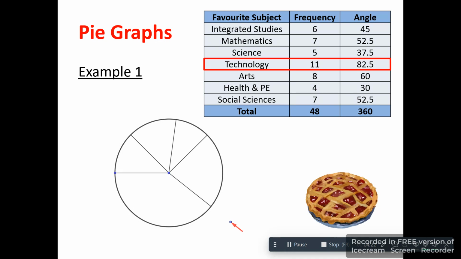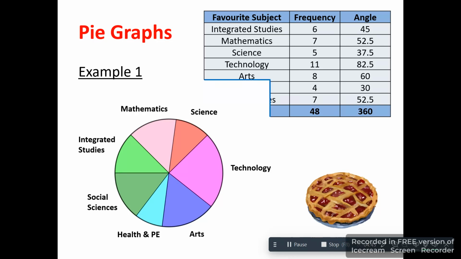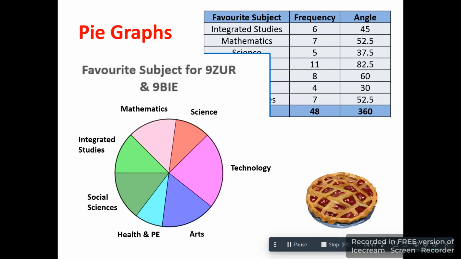Put in our radius. That is a large sector, which is what we expect for technology, the biggest sector. And we're going to keep doing this with arts, health and PE, and social sciences to finish off our pie graph. So all we need to do now is to probably colour in the sectors to make sure they're really understandable, to put on some labels so we understand which of the sectors are what, and to give the graph a nice title.